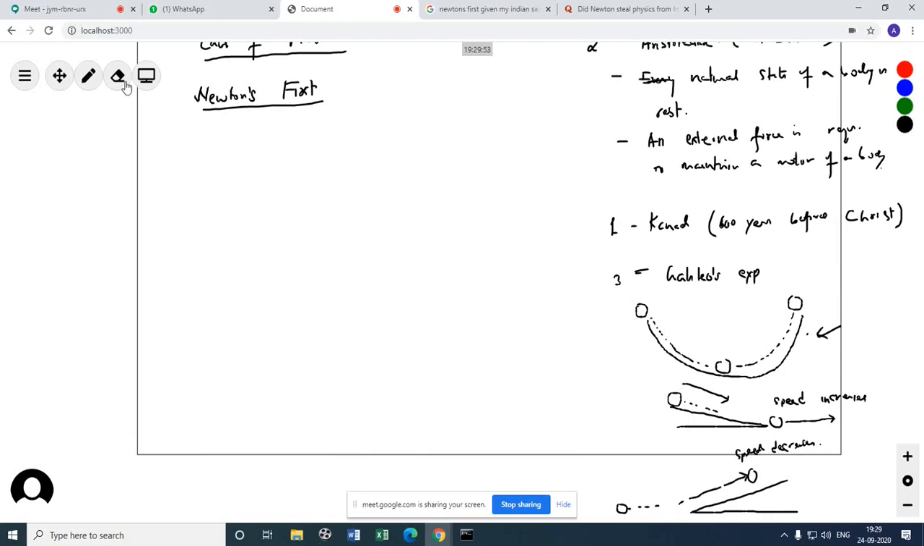Newton gave the first law. So the first law of Newton says that every body which is at rest will stay at rest unless it is disturbed by some external force, or a body which is in uniform motion will continue to do so until and unless some external force acts against it. So that is Newton's first law of motion. We all know it. This law is also called the law of inertia. So I am not writing this sentence here, as you already know. That is Newton's first law.